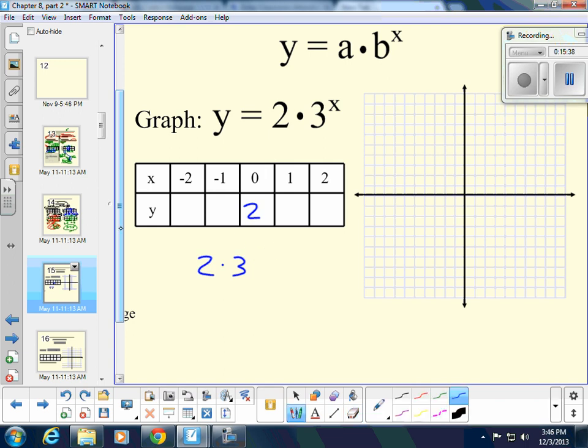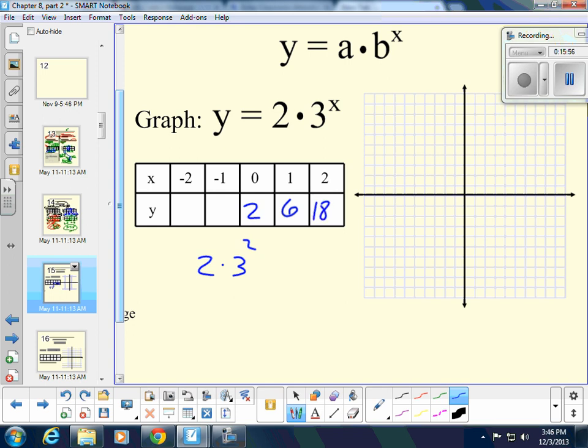I'm going to put some other number in here. Let's say now we put in 1. Well, 3 to the first power is just 3. Times 2 would give me 6. And if I put in 2, just writing it in here to give a little visual for myself, 3 squared is 9. 9 times 2 gives me 18.